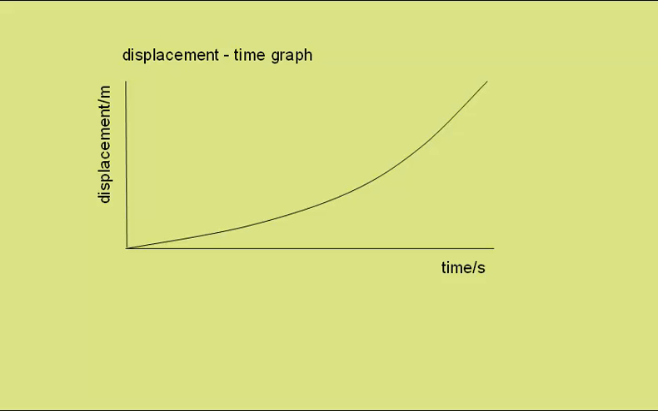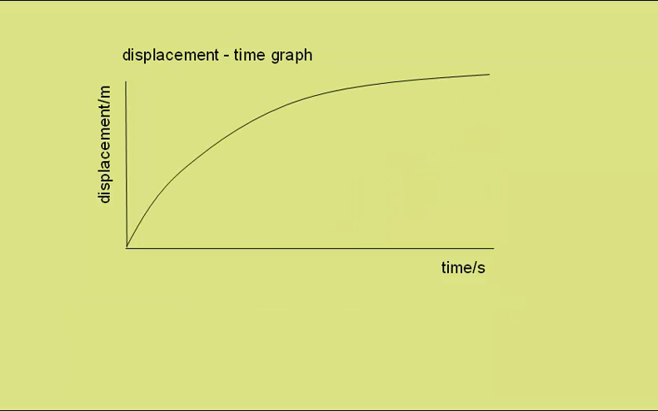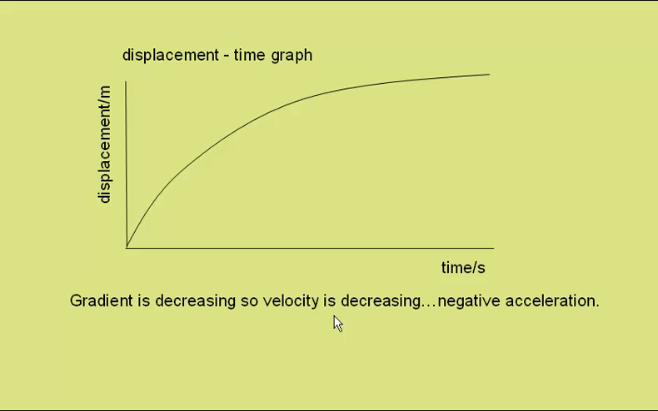Here is another displacement time graph, this time with a line sloping upwards. If we were to work out the gradient at this point, and then the gradient at this point, we'd find that the gradient has increased. Here the gradient has increased further. As gradient equals velocity, if the gradient is increasing, velocity must be increasing. This is acceleration. In this case, the gradient of the line is decreasing, therefore the velocity is decreasing. We could call this deceleration, but strictly speaking, at A level we ought to call it negative acceleration. So, when the gradient is decreasing, velocity is decreasing, and we have negative acceleration.